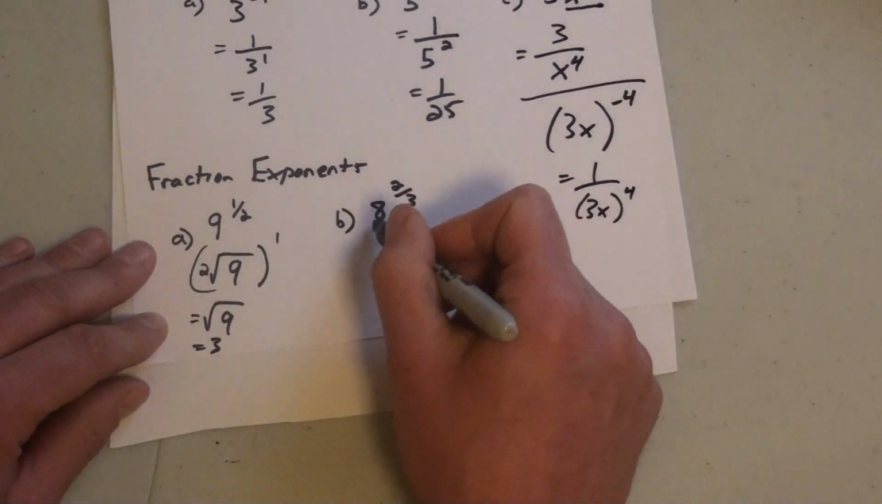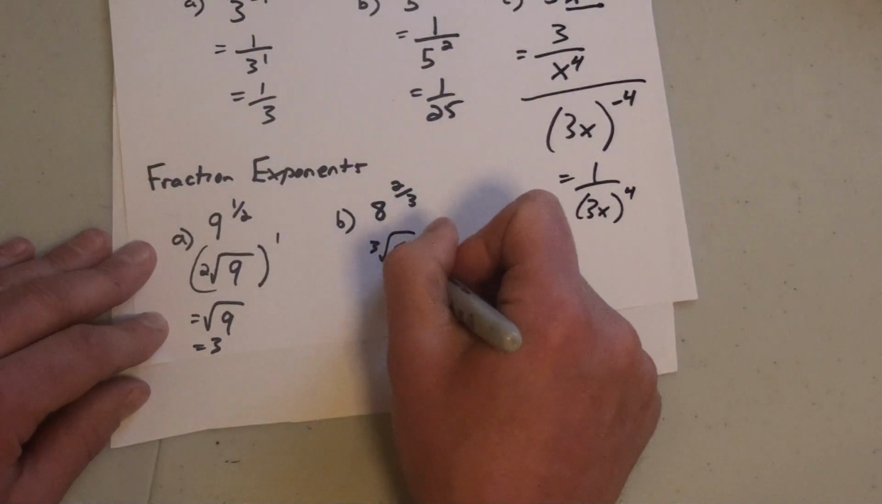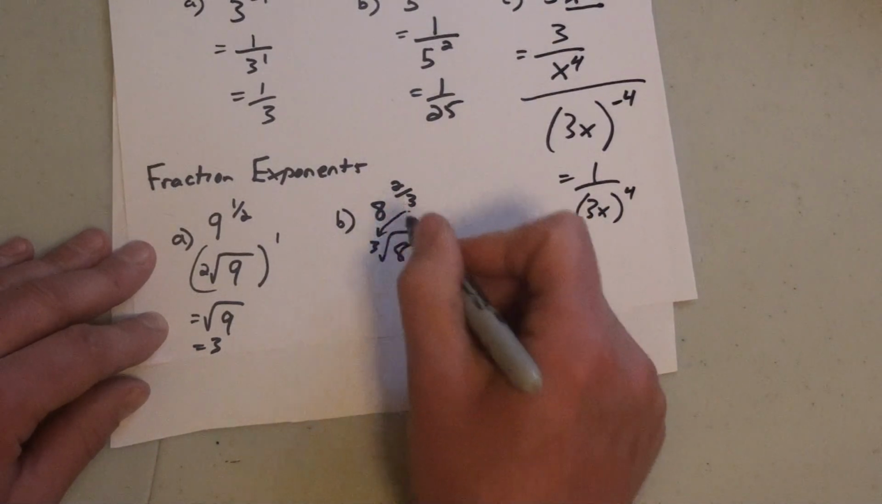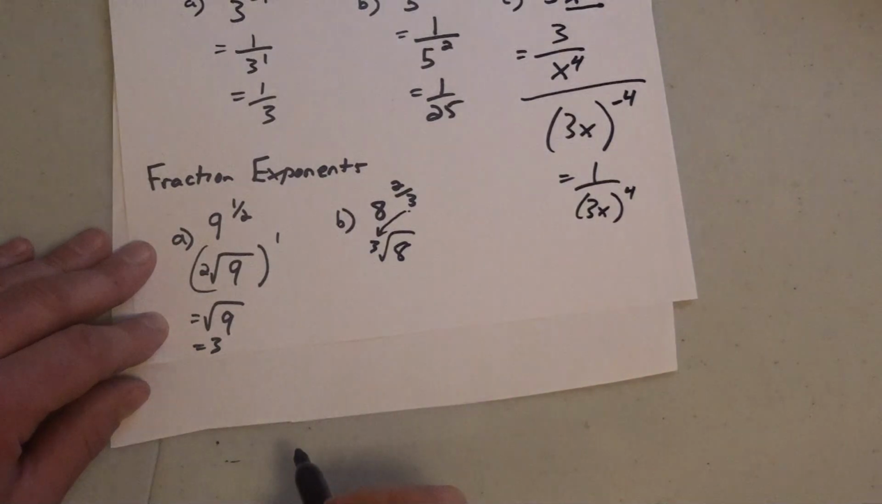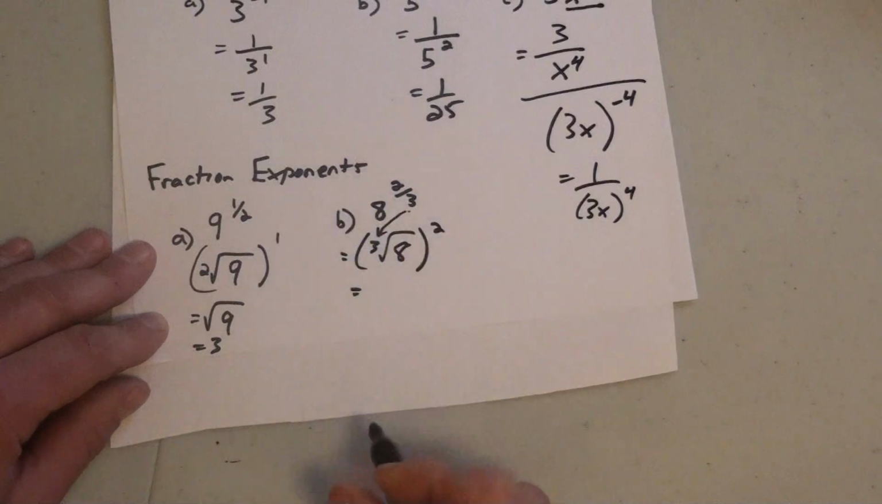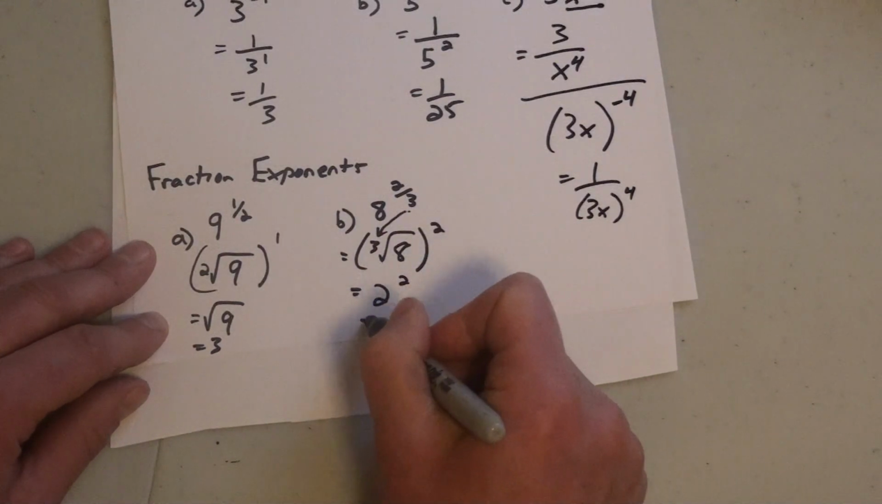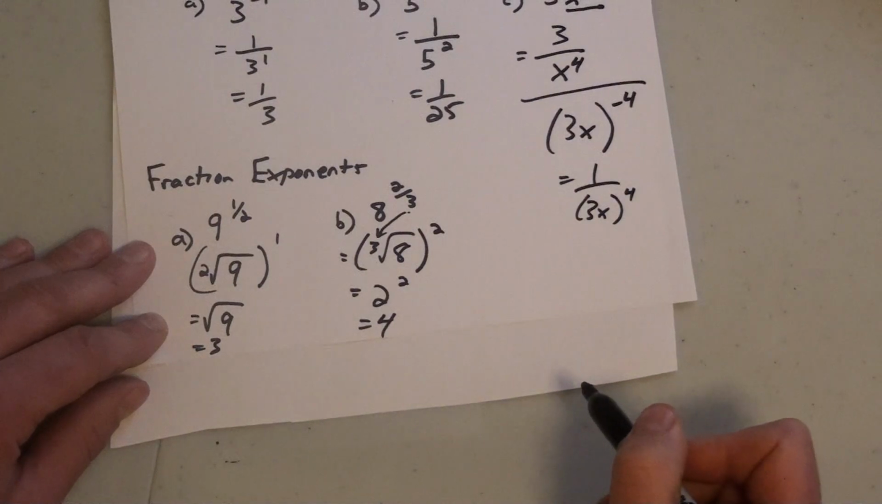Here I have 8 to the exponent 2/3. That means the third root of 8, the denominator becomes the root that you're taking, and then that answer is going to be squared. The third root of 8 is 2. So it's going to be 2 squared, and your final answer would be 4.